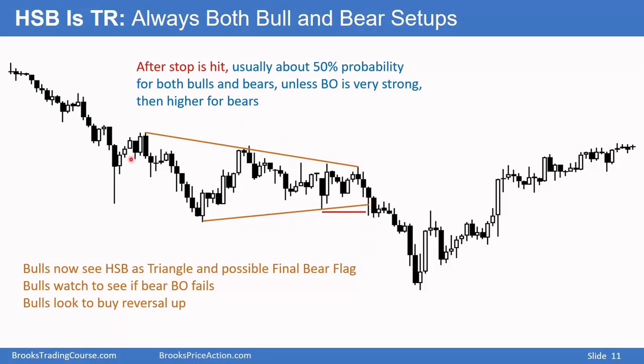The bears see it as a triangle and a bear trend, and they're expecting trend resumption down. However, a triangle and a bear trend often becomes the final bear flag. If the bears do get their breakout, traders will look to buy a reversal up, expecting the market to come back to the apex of that triangle.